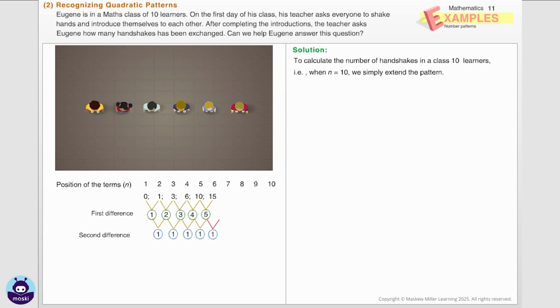We extend the pattern by repeating the constant second difference for the next few terms. We now add the second difference 1 to the 6th term of the first difference, that is 5, to calculate the first difference of the 7th term, which is now 6. Similarly, we work upwards and add the first difference 6 to the 6th term of the linear number pattern, that is 15, to determine the 7th term, which is 21. We calculate the next few terms by repeating the steps until we calculate the 10th term. Thus, the total number of handshakes in a class of 10 learners equals 45.